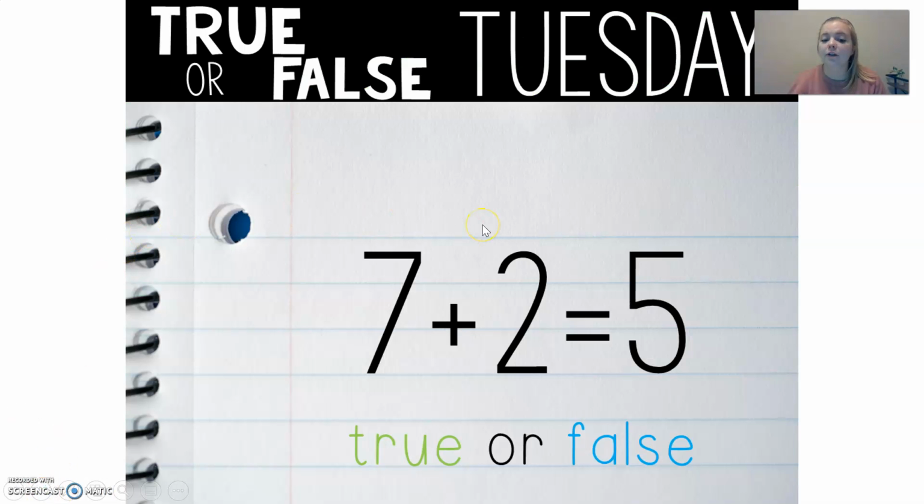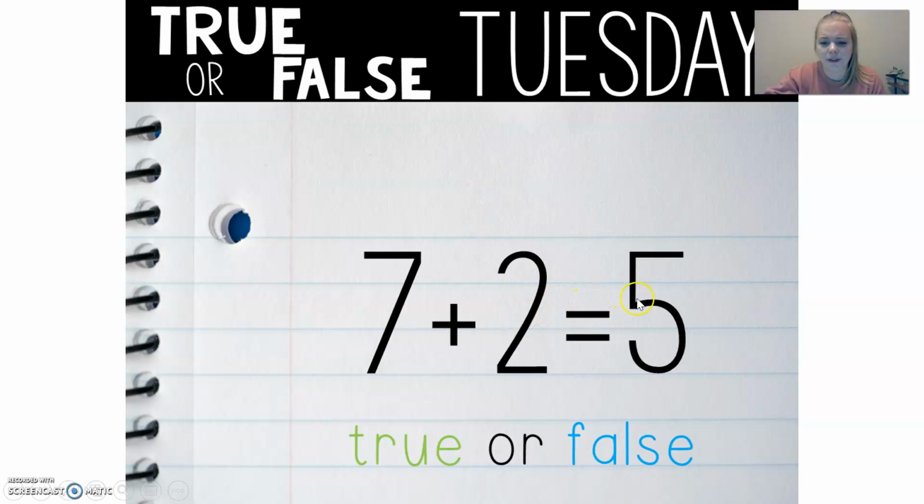Alright, so today's True or False Tuesday, so you need to tell me if these problems are true or false, okay? You can work them out on a separate piece of paper. Remember, true means it's correct, and false means it's wrong. That means it's not true, okay? So it's either true or false. All right, so here's the first one.